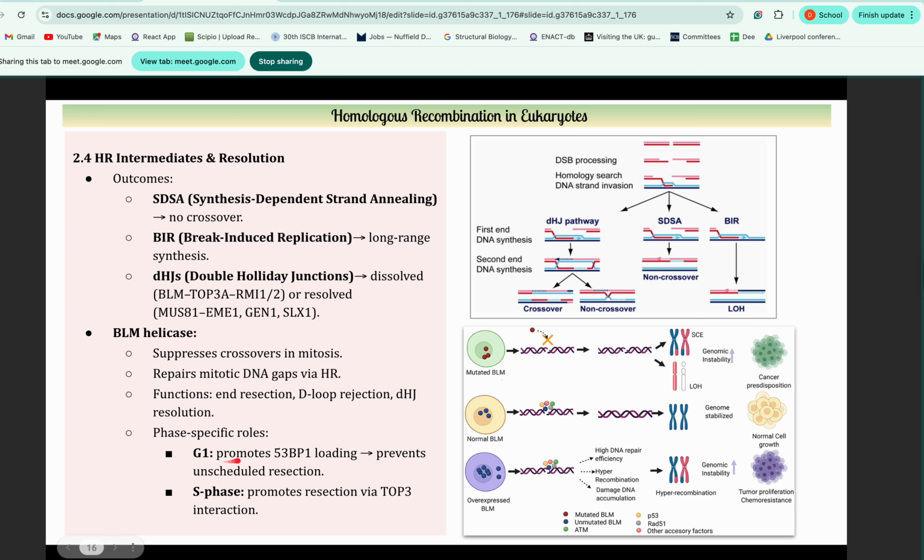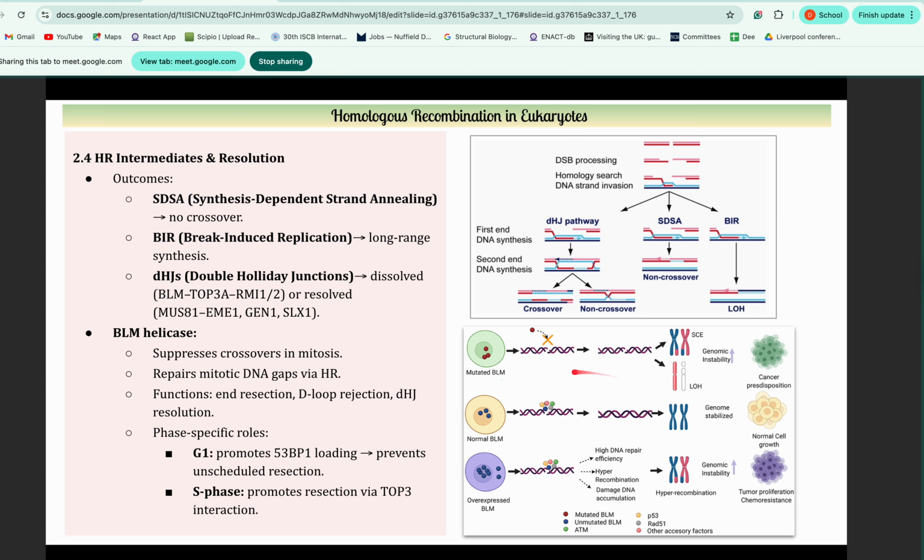During G1 phase, it promotes 53BP1 loading, which prevents unscheduled resection, and in S phase it promotes resection through TOP3 interactions. So it depends on which phase the cell is in. In G1 phase it prevents the unscheduled resection, and in S phase it promotes this resection with the help of TOP3 interaction. TOP3 is another protein which is used.